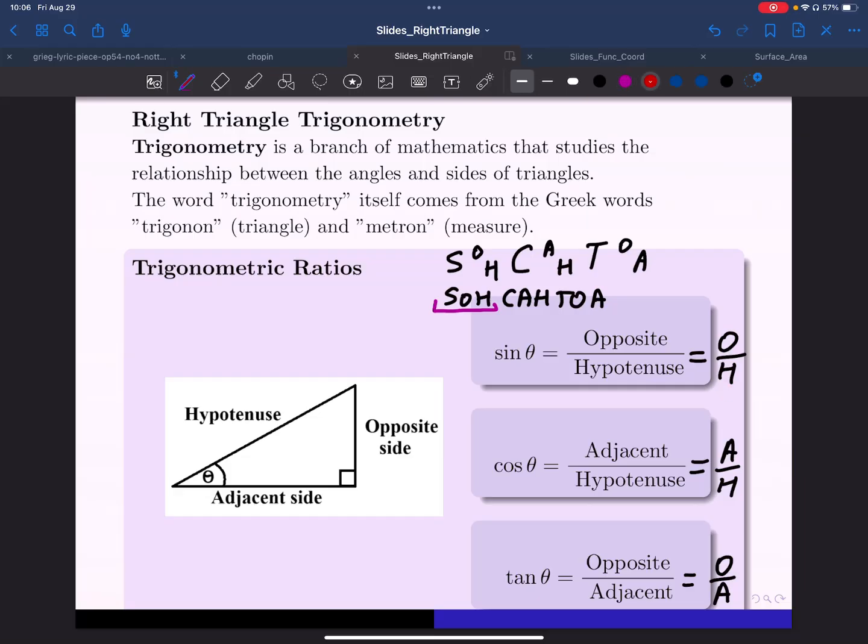The second three is for cosine. Cosine is adjacent over hypotenuse, and the last three is for tangent. Tangent is opposite over adjacent. And we're going to use them in problems.